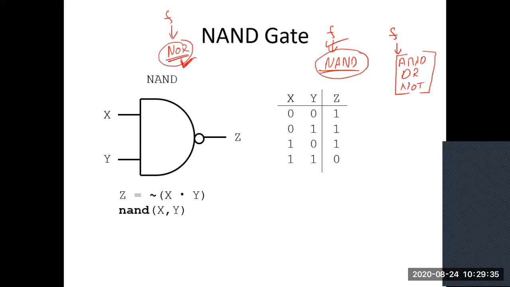So the NAND gate symbol is basically an AND gate with one NOT gate in front of it. Whenever you give X and Y as your input, you will get X dot Y and not of it. So basically you are getting X dot Y and not of it. You already know the truth table of X dot Y. In this case, what you need to do is complement that table.